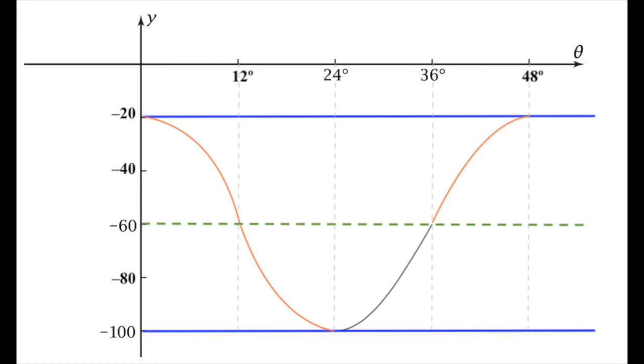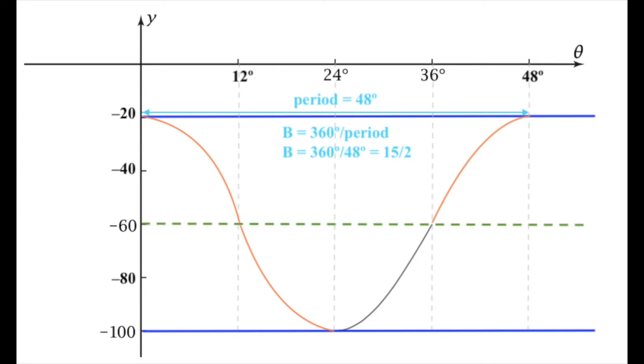Now that we have the two maximums, we can measure the distance between them, and that gives us the period. In this case, it's 48 degrees. Now, in order to find the b in the equation, we have to take 360 degrees and divide it by the period. That turns out to be 360 over 48, and it reduces to 15 over 2.